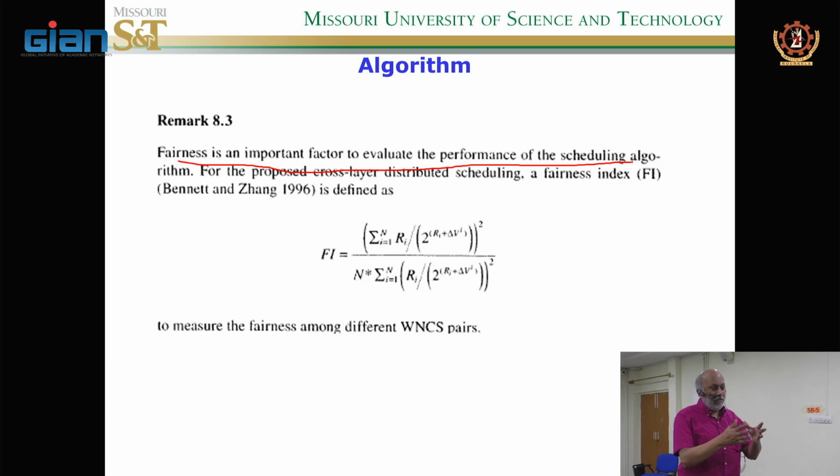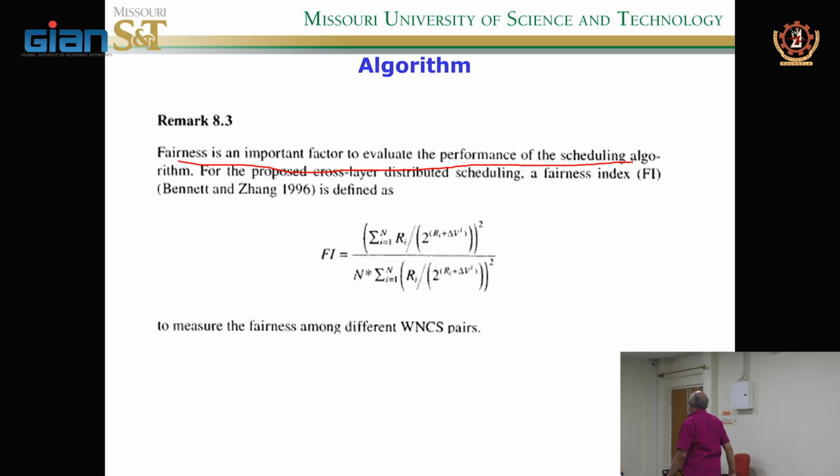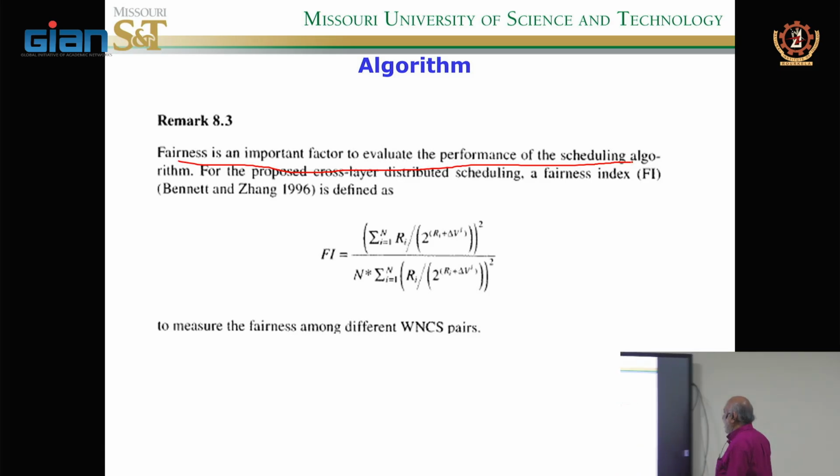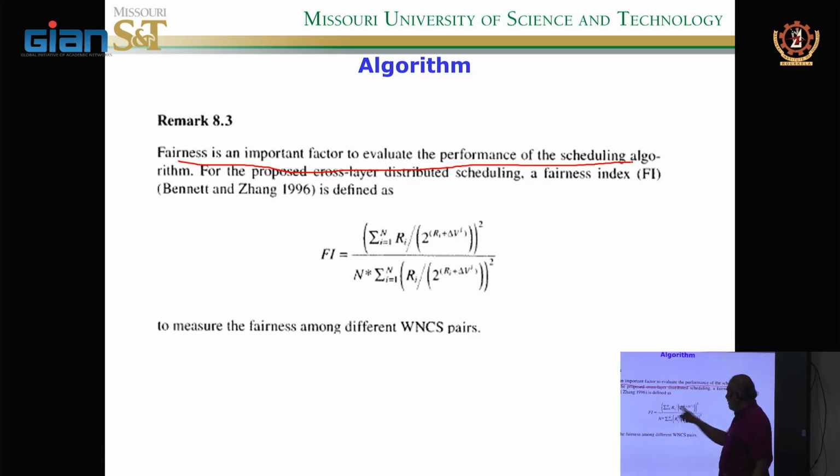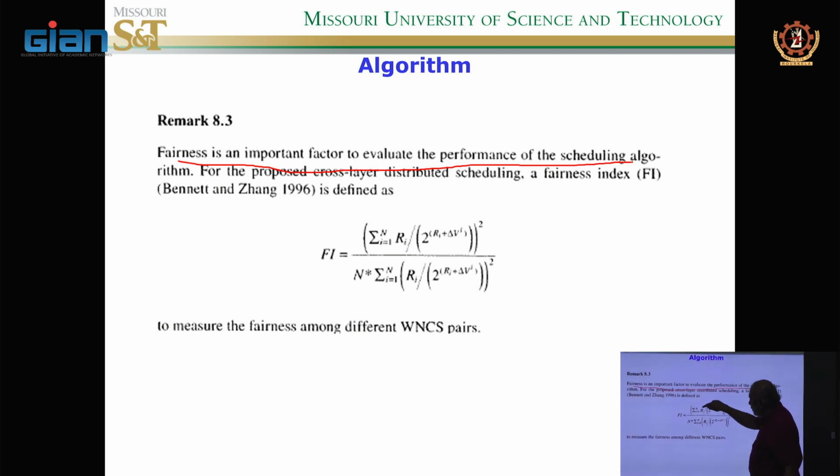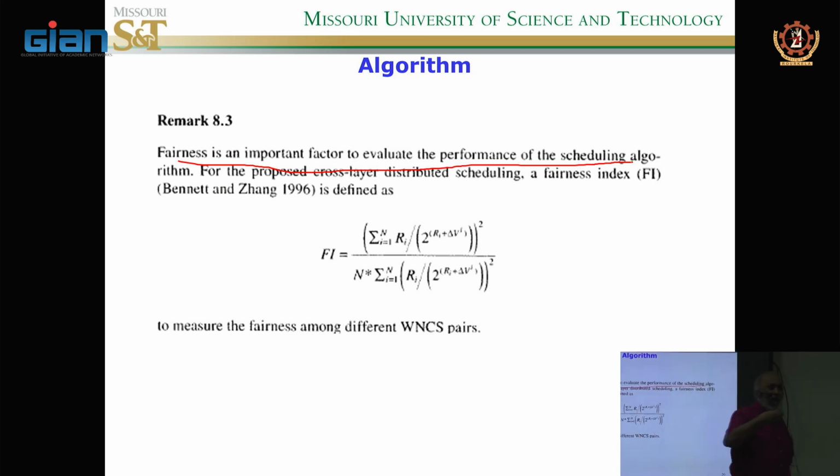So fairness is a way to make sure that everybody gets through. And the fairness index is a big deal in computer networks. So there you see that important factor. A fairness index is defined with R_i, the weighting factor, the traffic load. So if you have more traffic, then you should be given more opportunity to access the network.